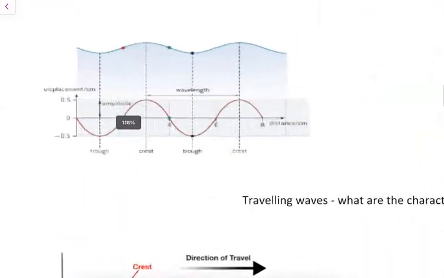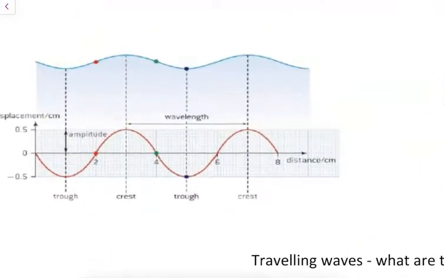So we have different characteristics of the wave. We have an amplitude, which we'll often call x naught, and this is very similar to simple harmonic motion. You'll also see it as capital A, but I prefer x naught. Wavelength, which is lambda, that's what we're going to use for wavelength. And we also have crests and troughs.